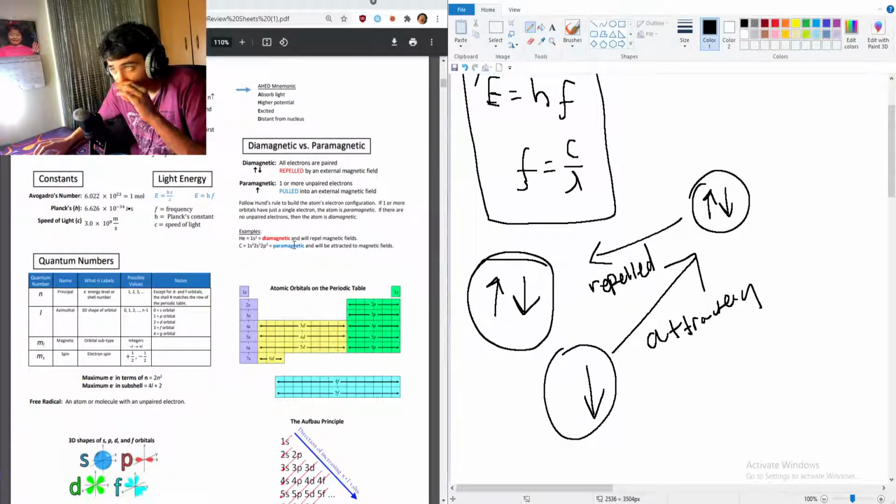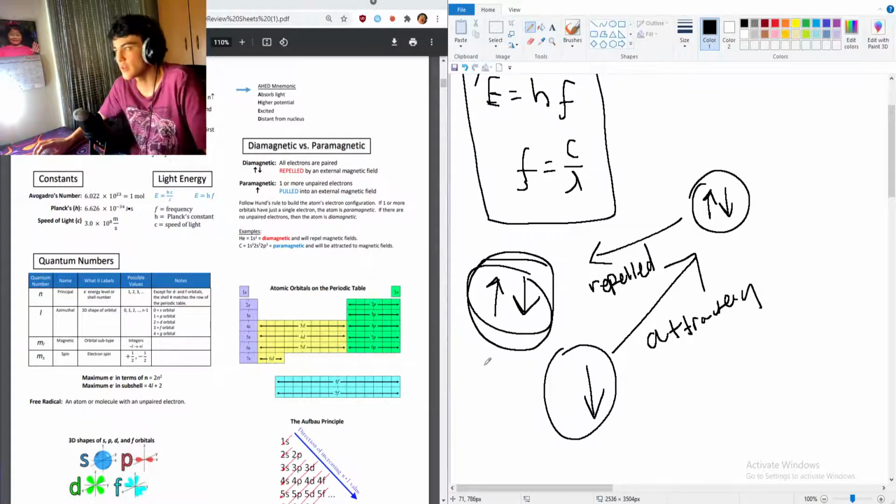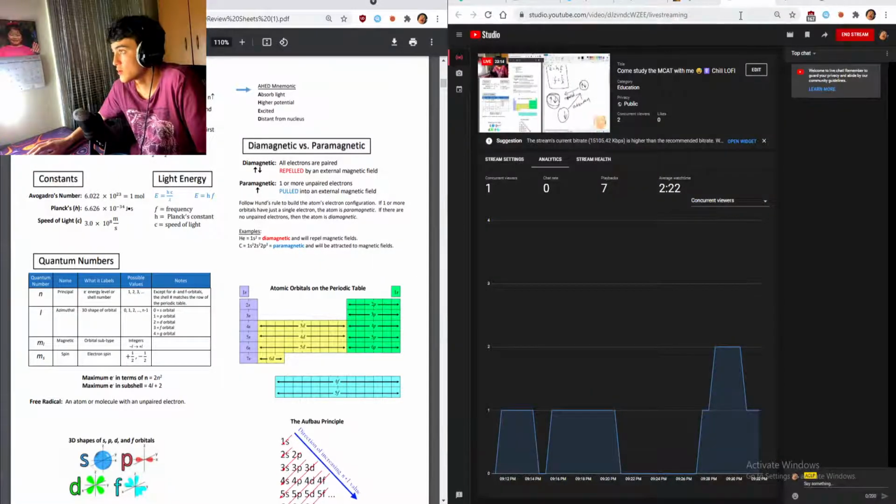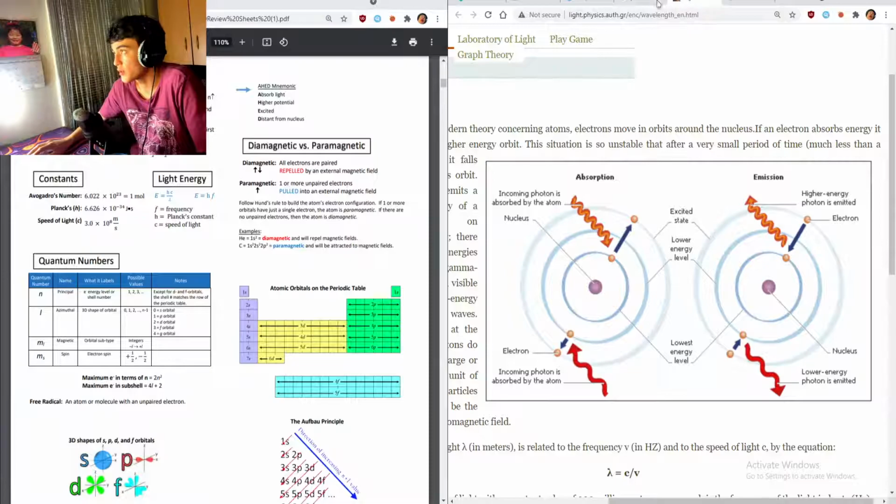Okay. Follow Hund's rule to build the atom's electron configuration. If one or more orbitals have just a single electron, the atom is paramagnetic. If there are no unpaired electrons, then the atom is diamagnetic. So diamagnetic, think of di as two, so there's two of them. Para, just one. Diamagnetic, repelled, because they're perfect. Helium, 1s2, is diamagnetic, and carbon is paramagnetic. That's where I got confused, and that's where I started searching up a video.